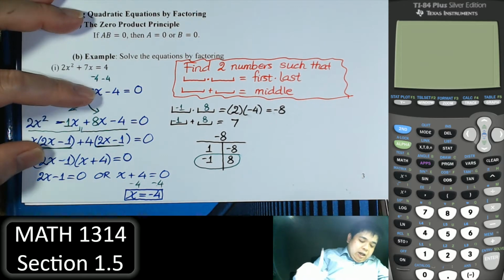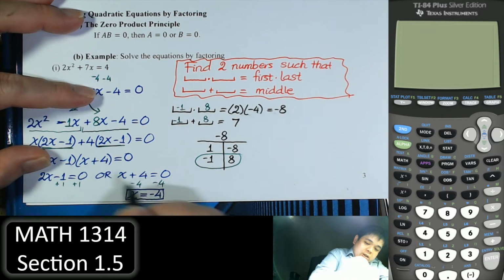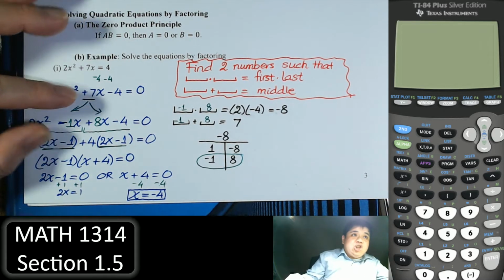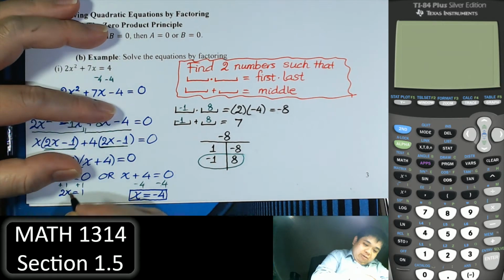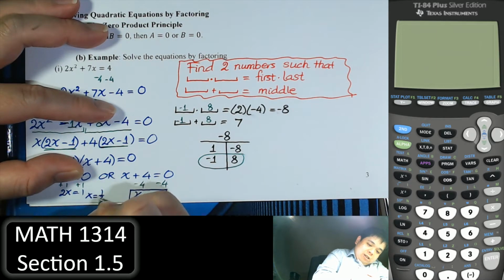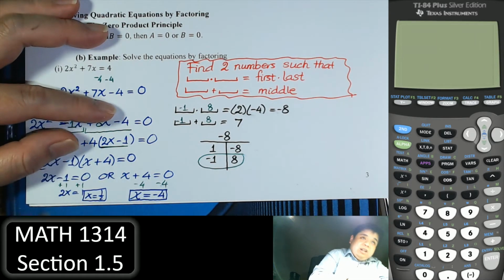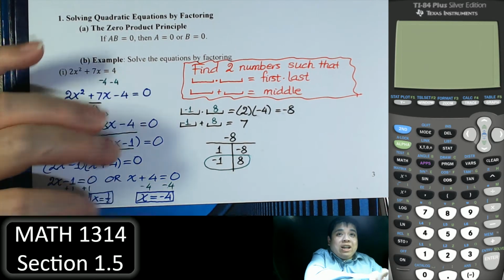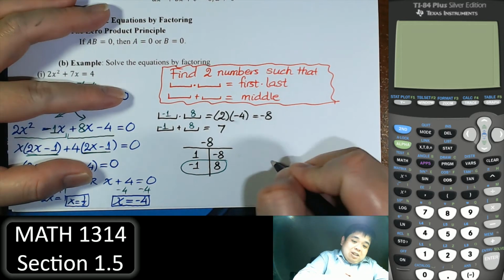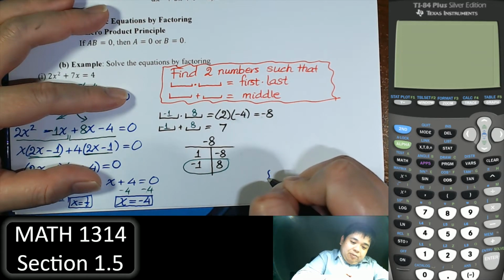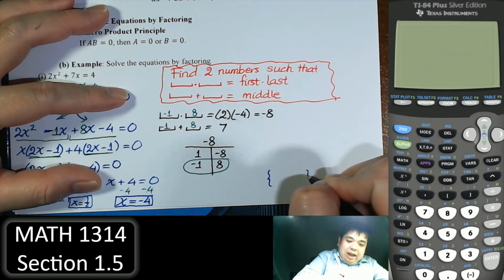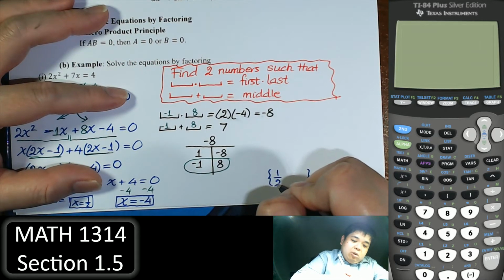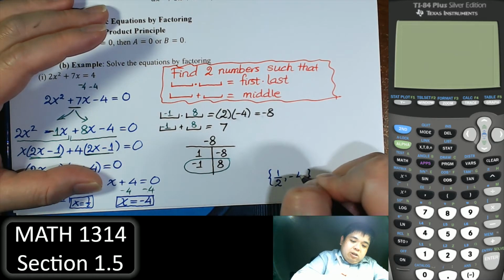Right here, plus 1 on both sides. We have 2x equal to 1. And divide by 2 on both sides, we have x equal to 1/2. So the solution is x equal to 1/2 or x equal to negative 4. If we're going to write that as a set, once again, the set is everything in the curly brackets. In this case, the set has two numbers, 1/2 and negative 4.